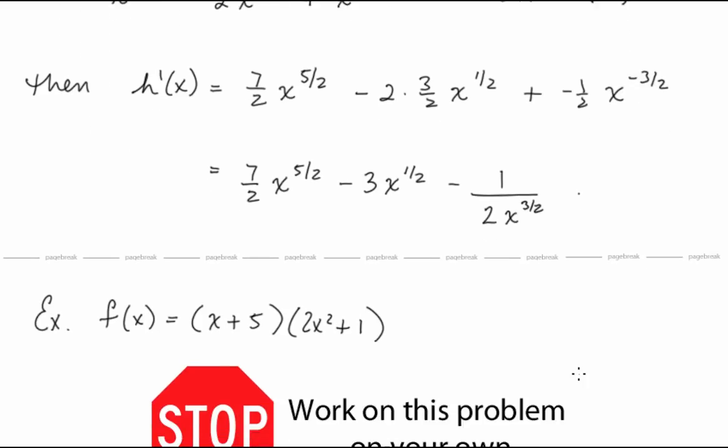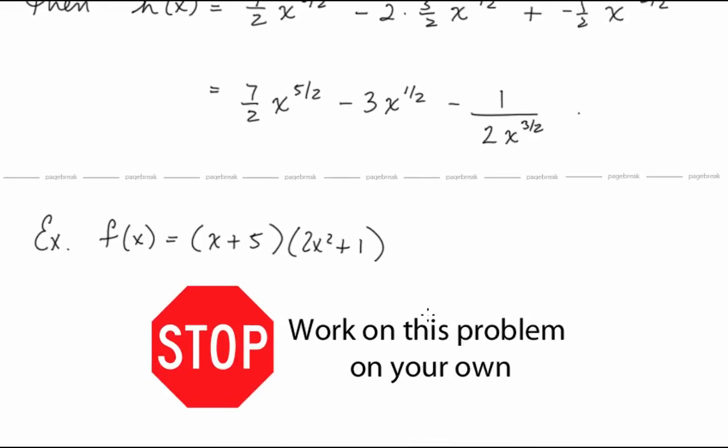Let's take a look at another. Here we have f of x equals x plus 5 multiplied by 2x squared plus 1. And again, remember, we don't yet have a rule to take the derivative of a product of functions. So before we take our derivative here, we're going to have to get rid of the product of functions and multiply this out. So please pause the video, take a few minutes, and find f prime of x.